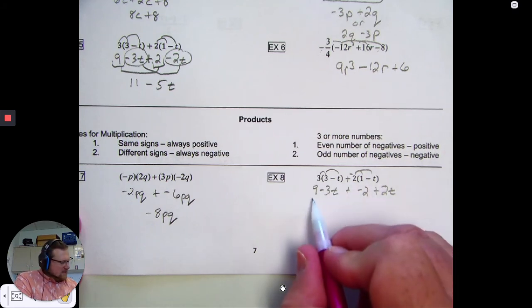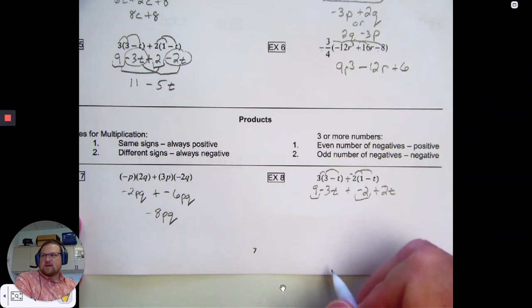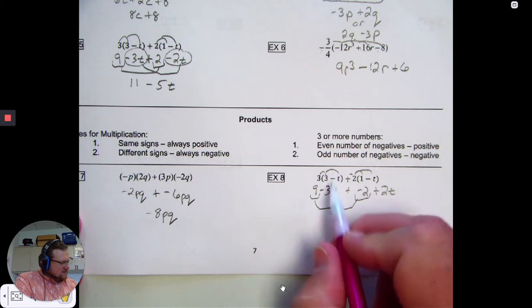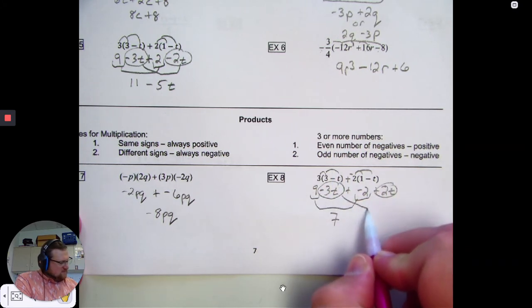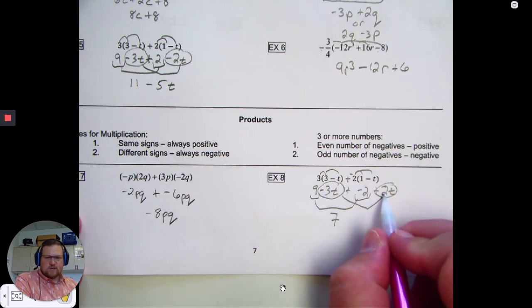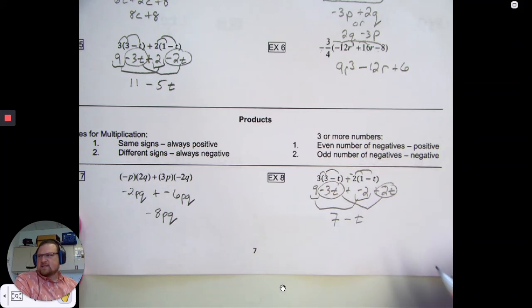At this point, I have this 9 that can be combined with this negative 2. Okay, and when I combine those two together, that gives me a positive 7. Then I have this negative 3t with this positive 2t, which if you have negative 3, positive 2, that brings you together with a negative t. So that's 7 minus t.